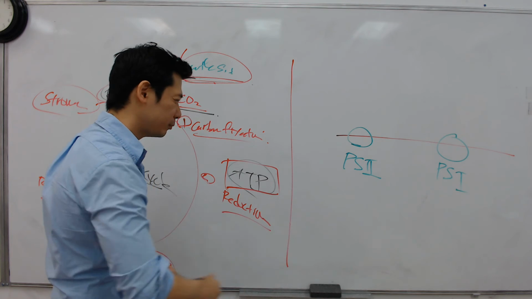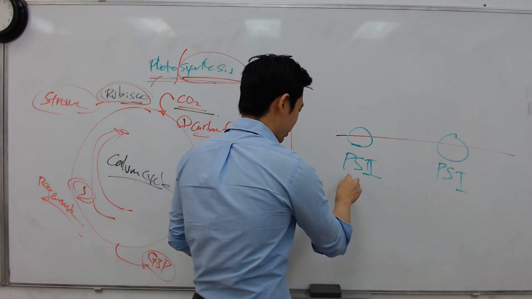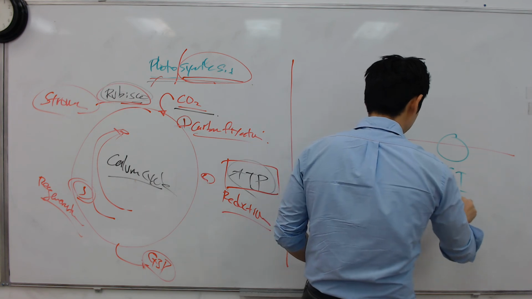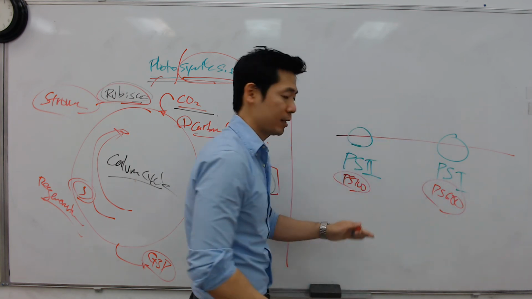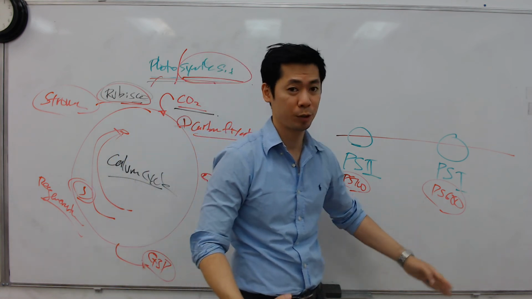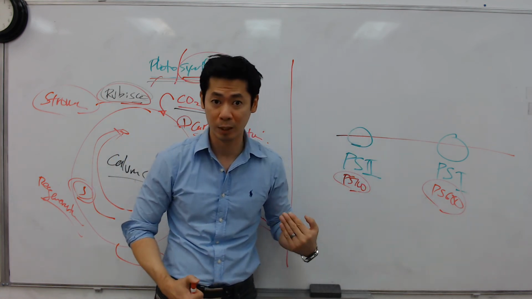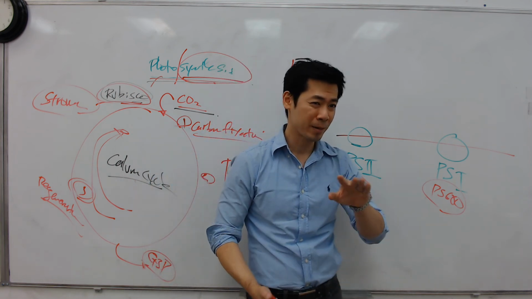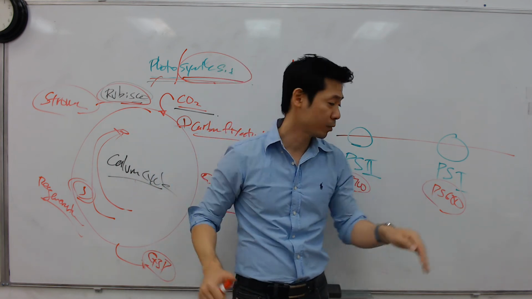They call this photosystem 700, and sometimes they call this one photosystem 680. These represent the wavelengths of 700 nanometers and 680 nanometers, where most of the wavelength is absorbed. 700 nanometers, 680, that's around the red light range, just so you know.